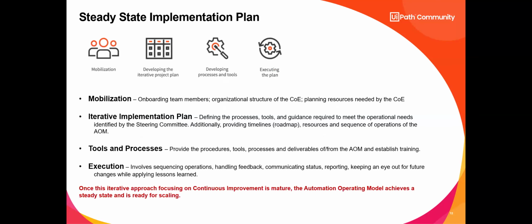All right, let's talk about steady state implementation plan. It's a lot of words, and I'm probably gonna get tongue-tied doing this. It's very simple. Mobilization means you need people. You cannot scale an automation operating model without people. Remember, we're talking at the program level. We're not talking at the project level. We're talking at a program level.